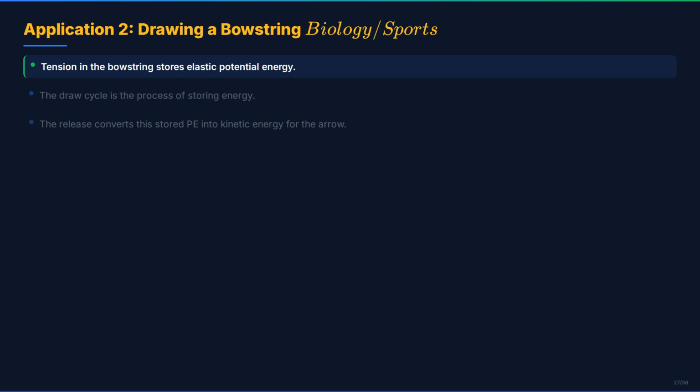When you release the string, that stored elastic potential energy is instantaneously converted into the kinetic energy of the arrow. This process is a rapid, efficient transfer of stored energy, allowing the arrow to fly with maximum speed and power. It's a beautiful, athletic display of physics in action.